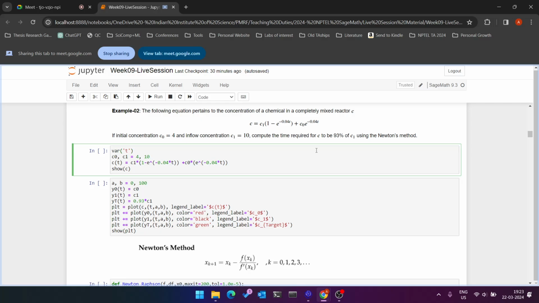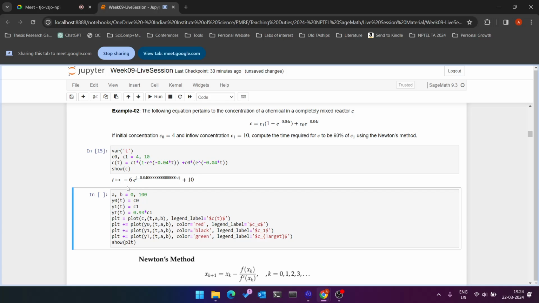So as is the custom, we first specify the variable t. We also specify our constants C0, C1, 4 and 10 respectively. And then we write our expression, C of t, as given here. I'll just show C. So this is what we get. So this C0 minus C1 clubbed together to form minus 6. And you get 10.